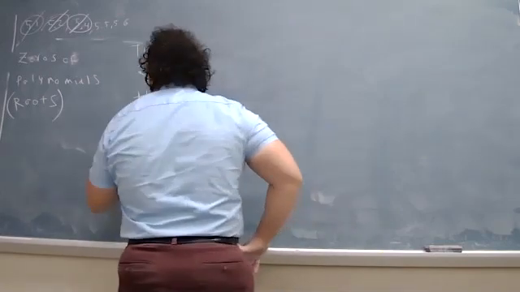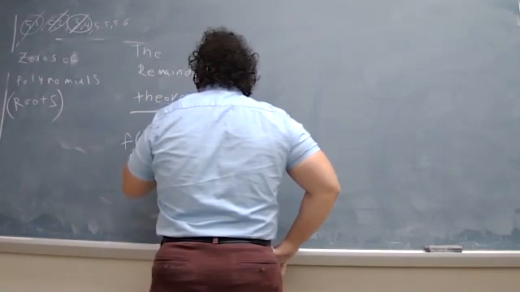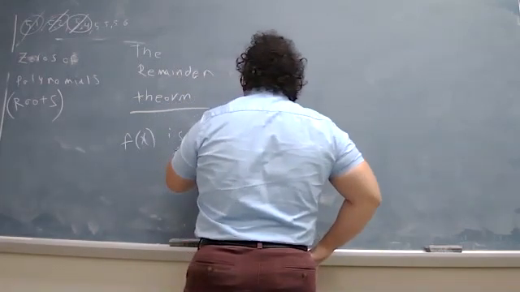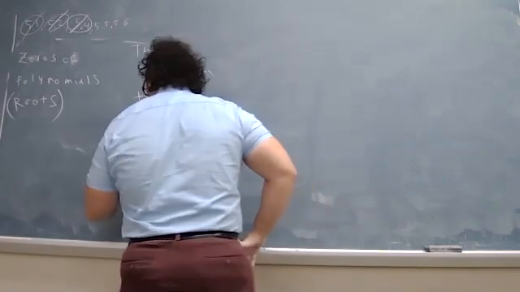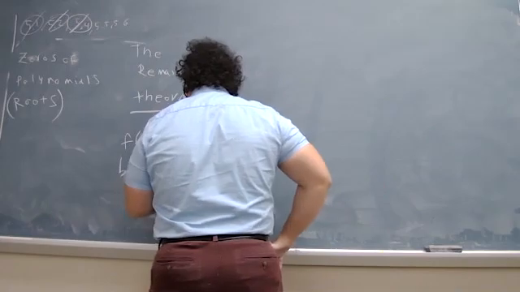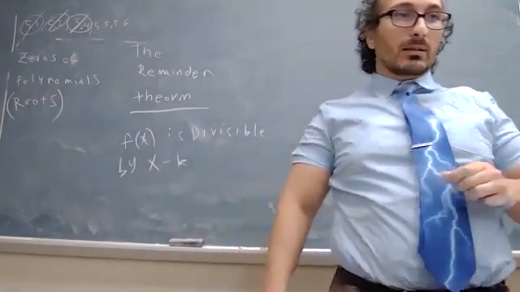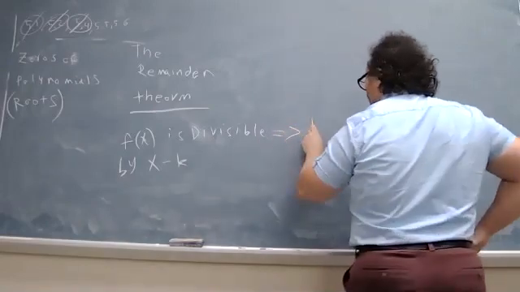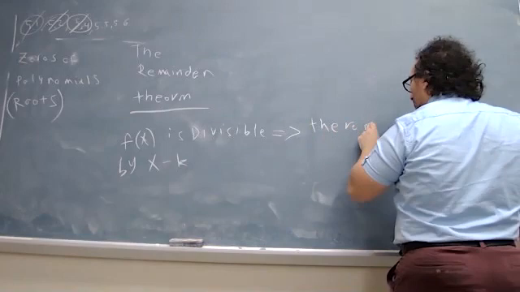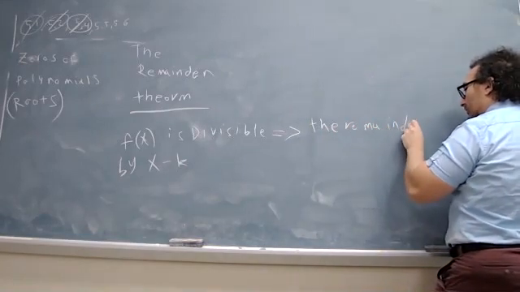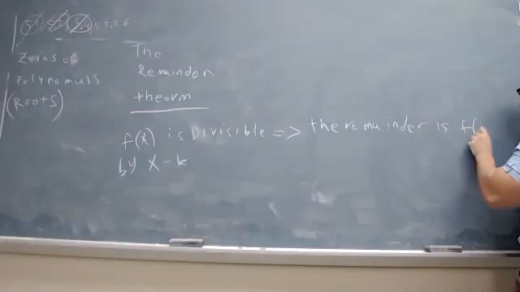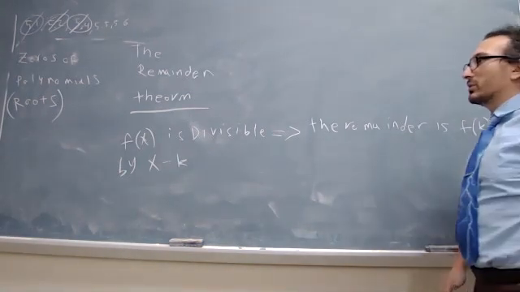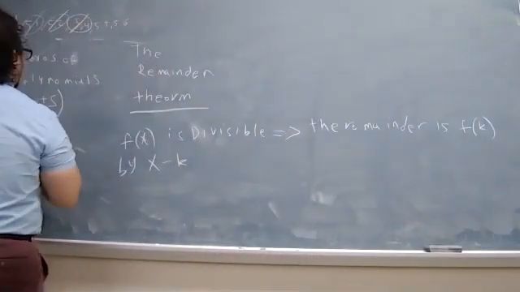The remainder theorem says that if a function f of x is divisible by some x minus k term, that implies that the remainder is f of k. So that's what the remainder theorem says. Let's apply it to find zeros of polynomials.